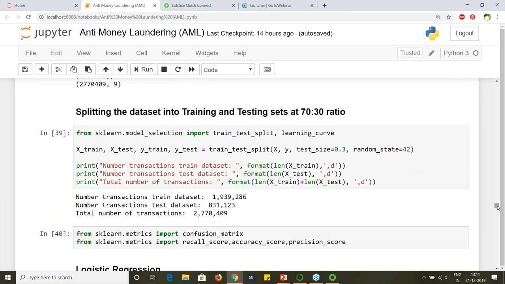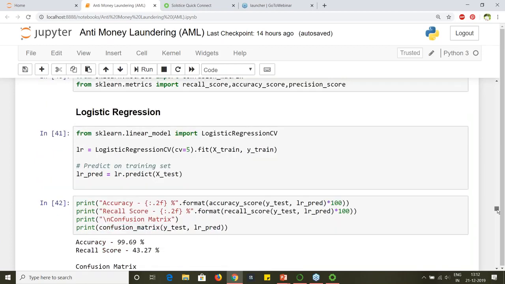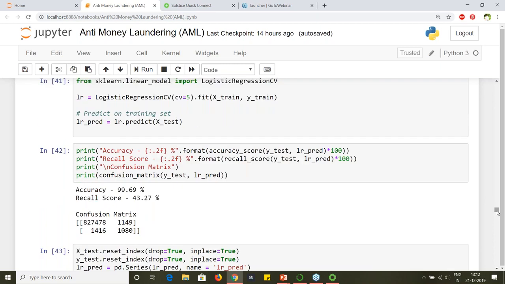Here is the splitting of the data set into 70-30. Initially I used logistic regression. Here the recall score is the metric because the data is highly imbalanced. In logistic regression I got a 43% recall score, and that is the confusion matrix you can see. A lot of true positives, false positives and false negatives.